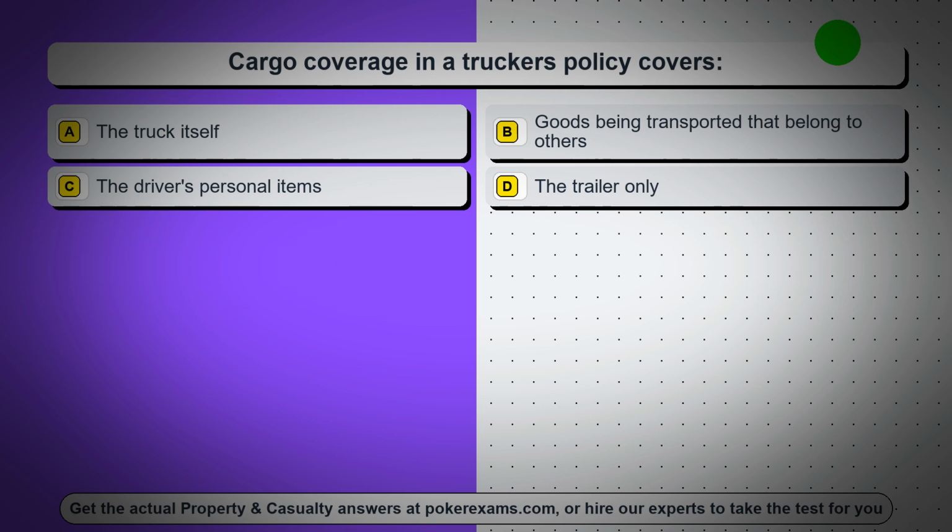Question 88. Cargo coverage in a trucker's policy covers: Option A, the truck itself. Option B, goods being transported that belong to others.